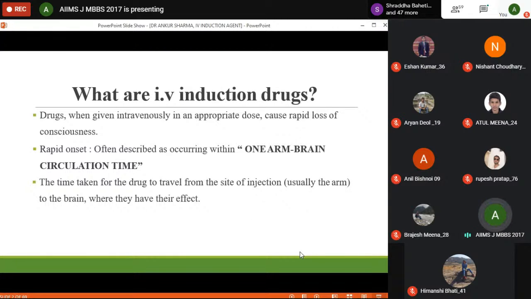What are the IV induction drugs? These are the drugs that, when given intravenously in an appropriate dose, cause rapid loss of consciousness. Rapid means often described as occurring within one arm-brain circulation time, the time taken for the drug to travel from the site of injection, which is the arm, to the brain, where they have their effect.